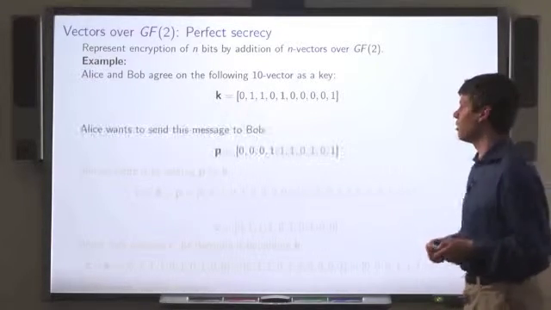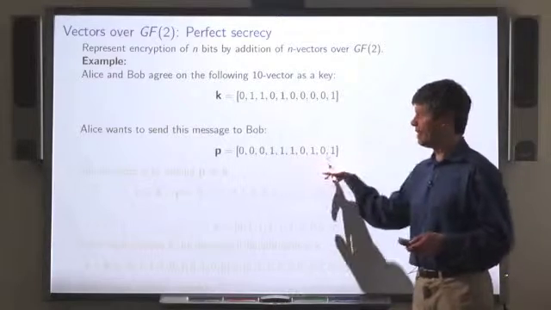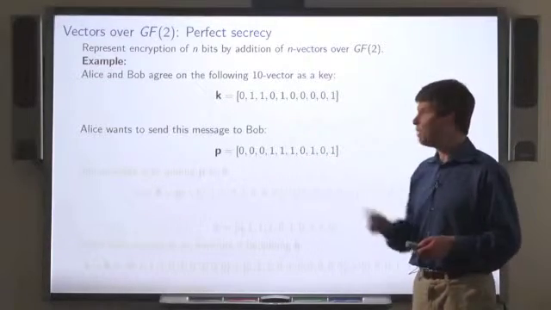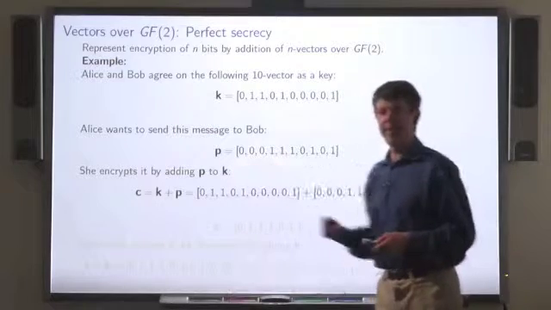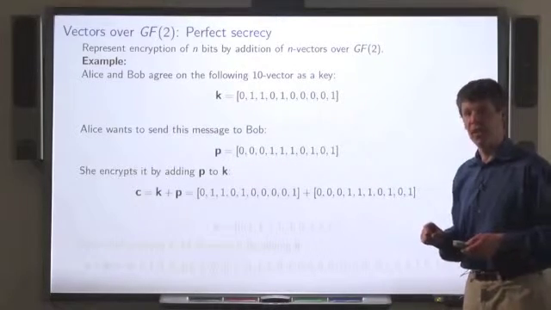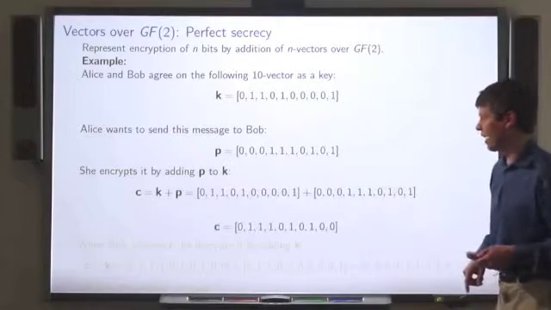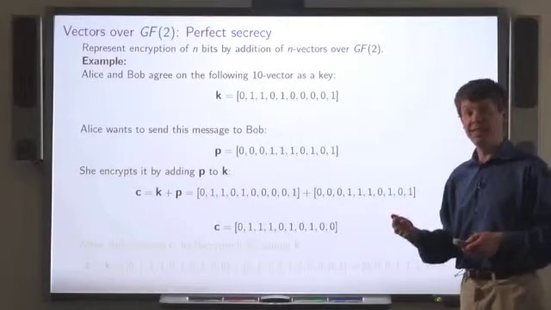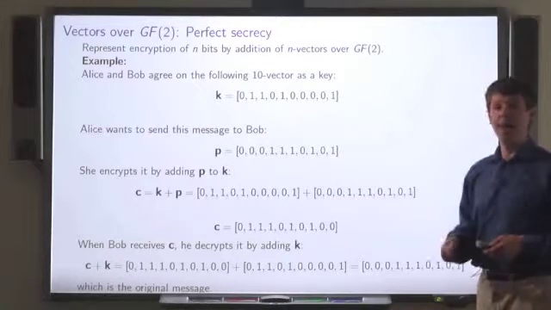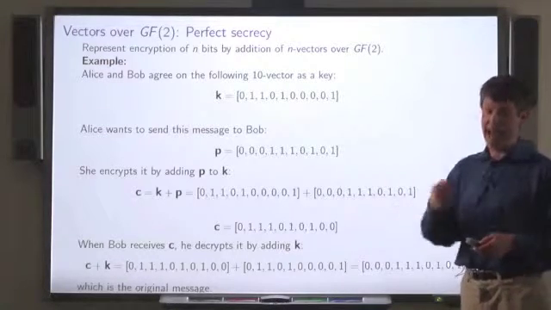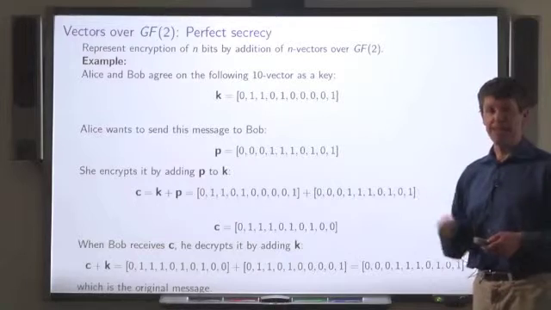And later, Alice wants to send a message to Bob. Here's the plain text. She encrypts it by adding P and K, the plain text to the key, to get the ciphertext. So here's the ciphertext. When Bob receives C, he can decrypt it by subtracting, which is the same as adding, the key. And he gets back the original message.